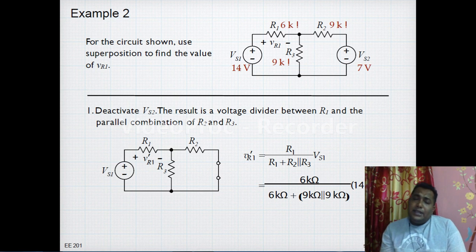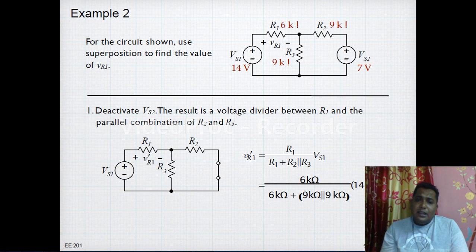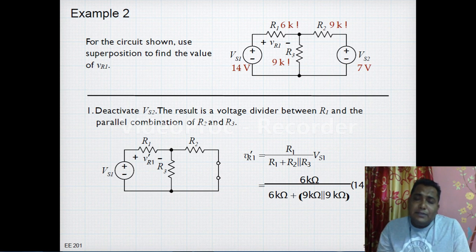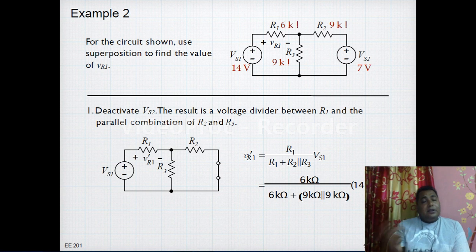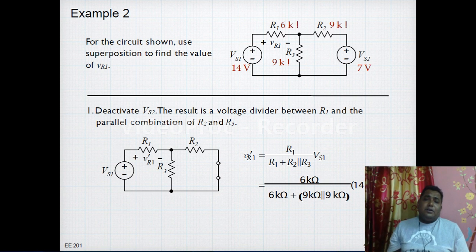Again, due to this Vs2, some current is flowing into the circuit, and due to that again some current is flowing through the R1, and due to that some drop is there. Now two drops are there, so we have to add. For that, we have to apply the superposition theorem and solve it.